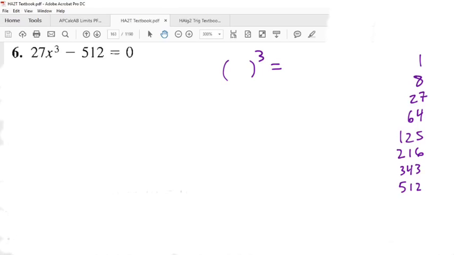Therefore, I'm going to use a difference of cubes. So let's put our binomial and put our trinomial. And let's find all our numbers. What is the cubed root of that guy? It is 3x. What is the cubed root of that other guy? We just figured that out. That was 8.